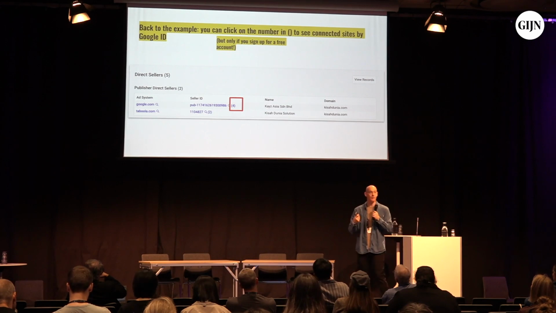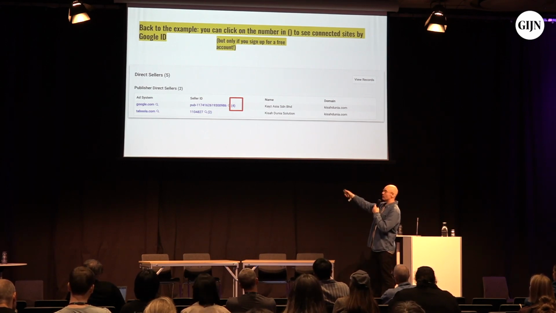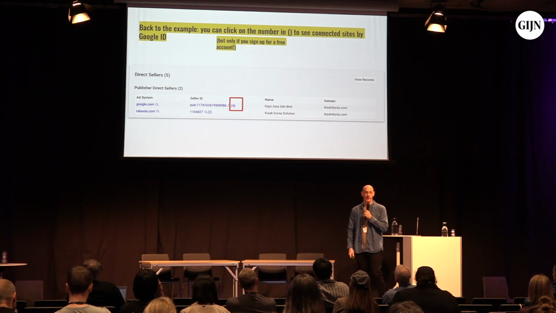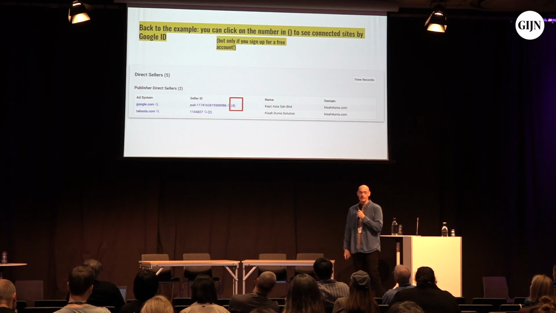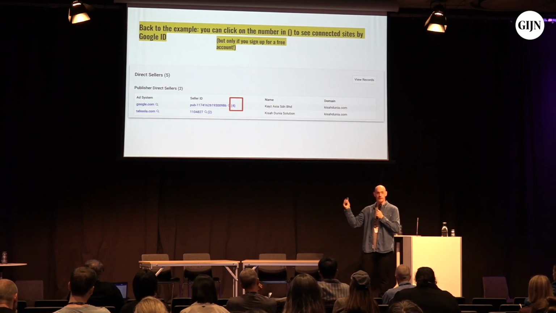And so this is why I told you to sign up and create a free account. You will only see this number in brackets if you have signed up for a free account at wellknown.dev, okay? And this number in brackets tells us that wellknown.dev in its data set has found a total of 4 websites that all use this same Google Publisher ID.